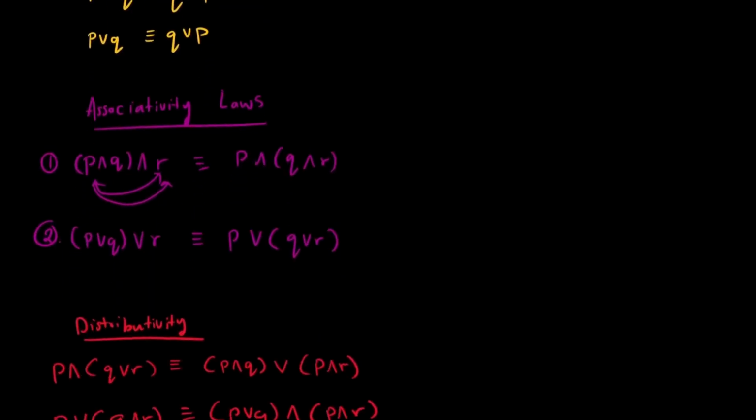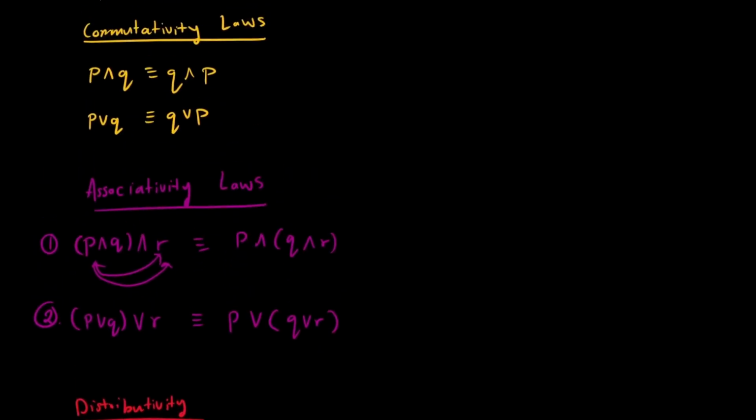Okay, now let's look at the commutativity laws. If I have P and Q, this is going to be congruent to Q and P. So the order doesn't exactly matter. The commutativity law is basically telling us the order doesn't really matter if it is arranged like this, right? If I have P and Q, it's the same thing as saying Q and P. And if I have P or Q, it's congruent to Q or P. Okay, so in this specific case, if we have or and and aligned like this, then order does not matter.